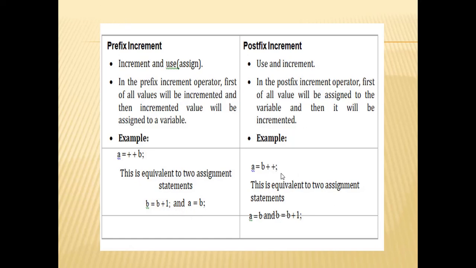So here it is a postfix increment case. First we assign the value. First b is assigned to A and then b is incremented by 1, that is b is equal to b plus 1. So this is the same as these two statements. This is called prefix increment and this is called postfix increment.